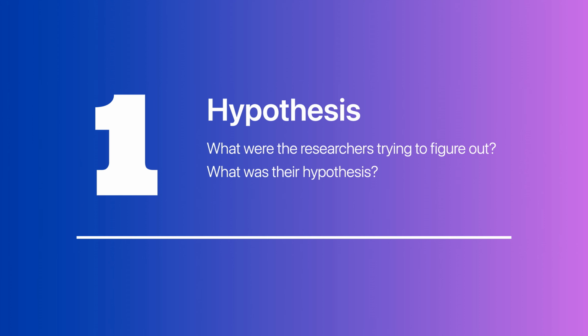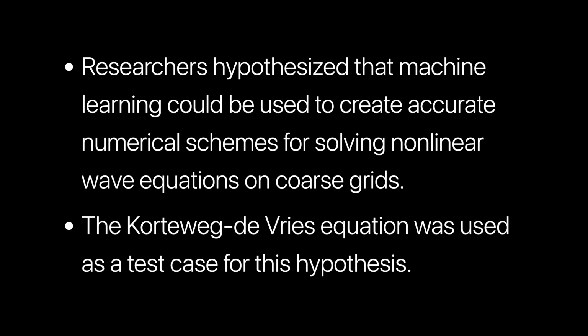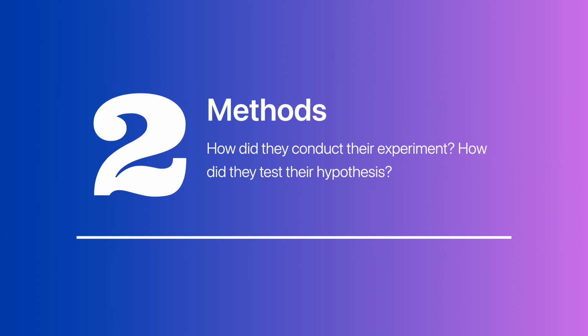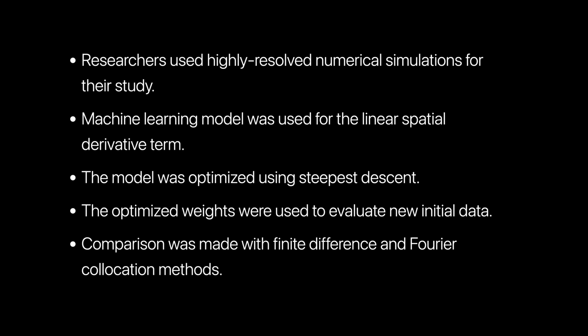1. What were the researchers trying to figure out? The researchers hypothesized that a machine learning procedure could be used to create accurate numerical schemes for solving nonlinear wave equations on coarse grids, using the Korteweg de Vries equation as a test case. 2. How did they conduct their experiment?